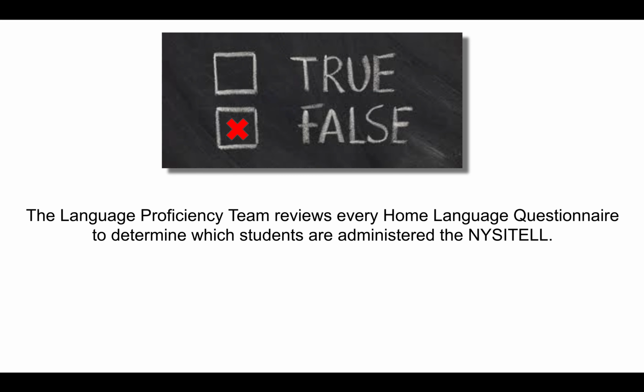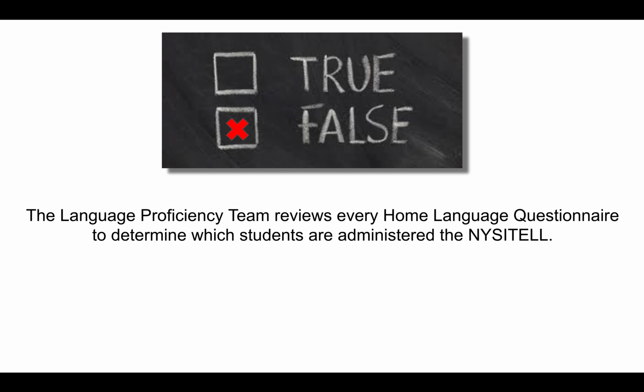If you said false, you are correct. While there is a role of the language proficiency team in ELL identification, the language proficiency team is designed to take a look at the language history of a student who is a potential ELL who already has an IEP from any one of the 50 US states or from a US territory such as Puerto Rico. We'll get into a little bit more detail in that in a few minutes.